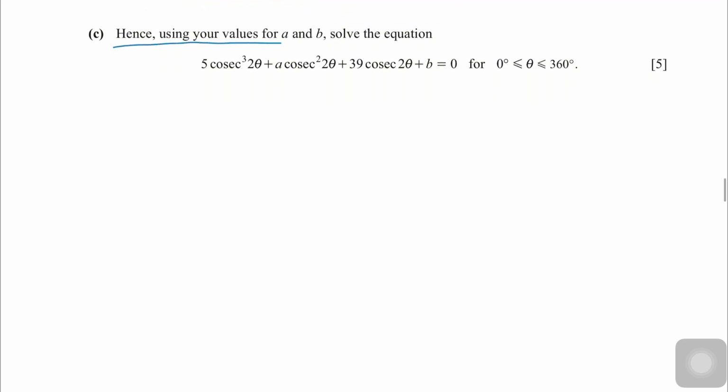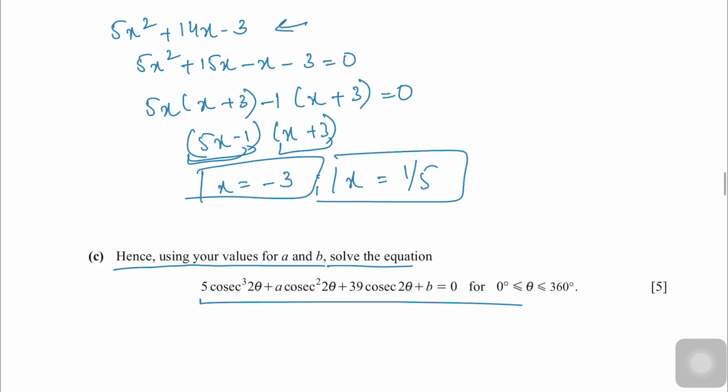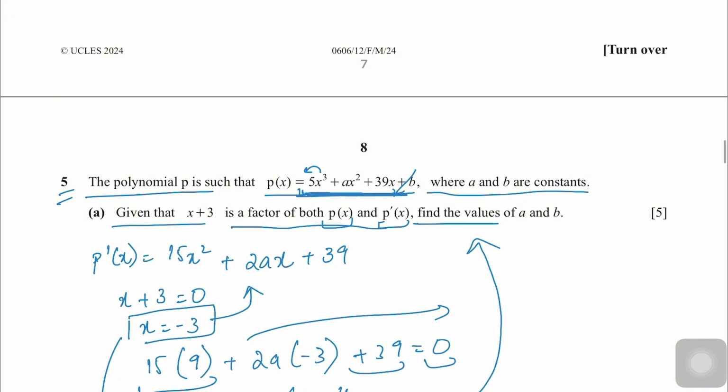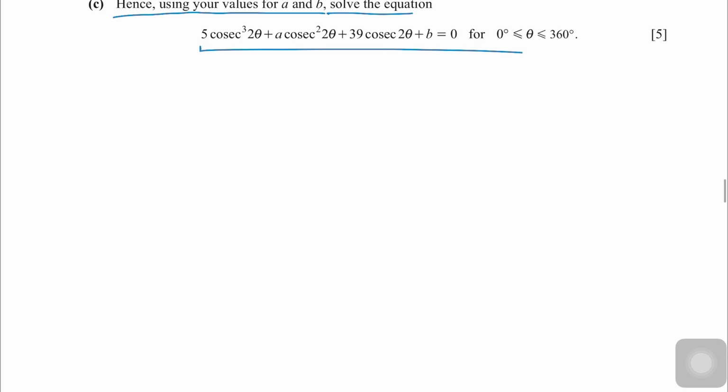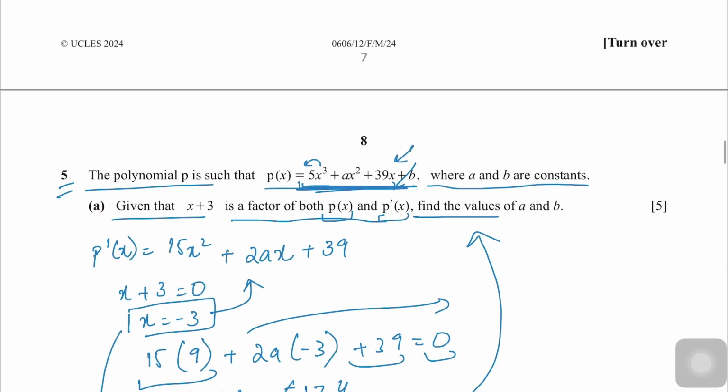Now hence, using your values for a and b, solve the equation. You need to solve this equation. If you look at this equation closely, it is similar to this equation, so we need to simply substitute and solve it. So we can say that our x is basically equal to cosec 2 theta. Now if we replace x with cosec 2 theta, we'll be getting the same equation as this. And cosec 2 theta can be written as 1 over sine 2 theta.